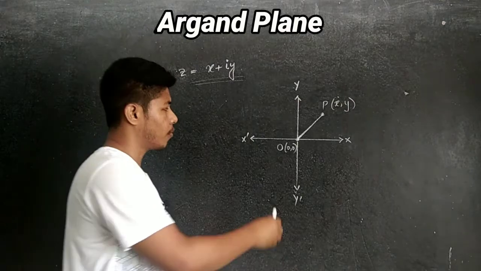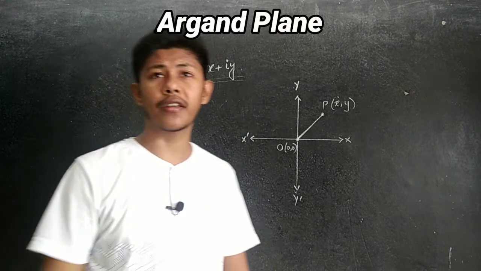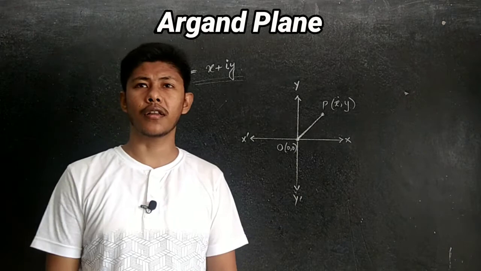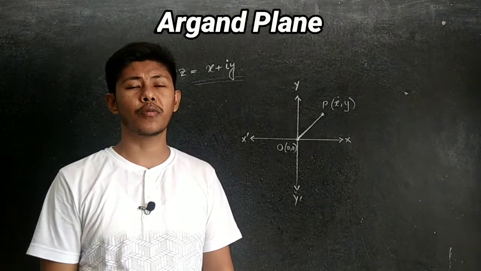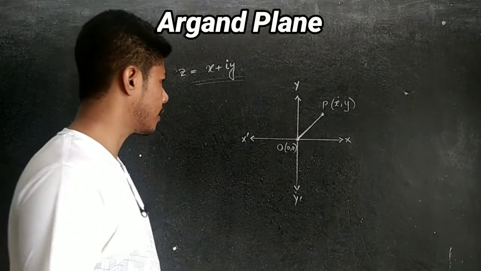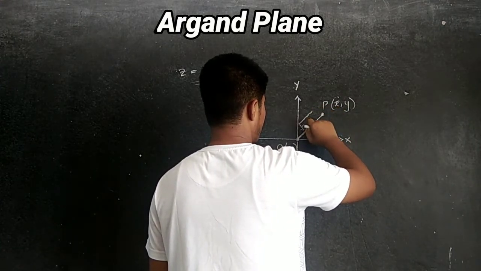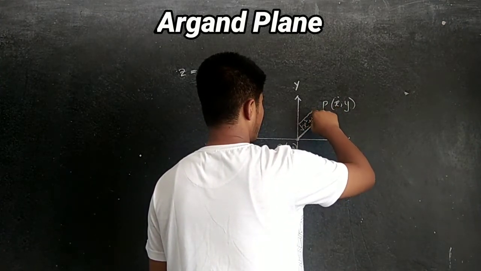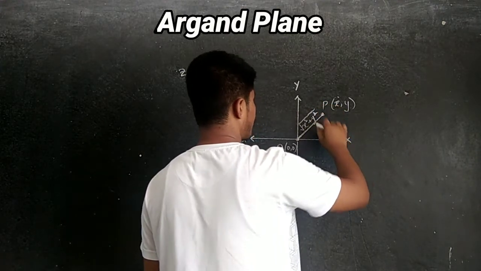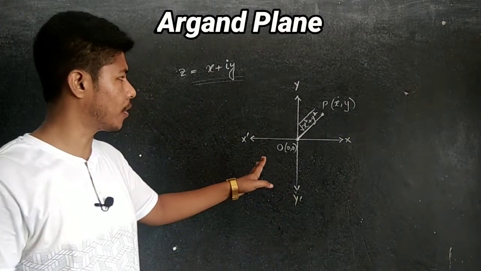If you apply the same formula here, what do we get? Root over (x minus 0) whole square plus (y minus 0) whole square. So ultimately we get root over x square plus y square. Is it not? With the help of the distance formula we can find the result. So if anyone asks you to find the distance here, we have to write root over x square plus y square. Is it clear? Using the distance formula we get this result.